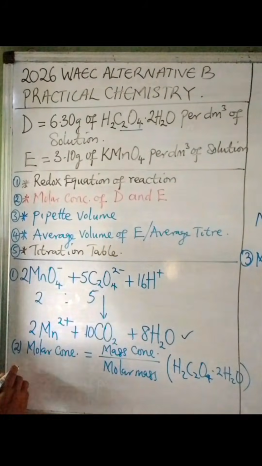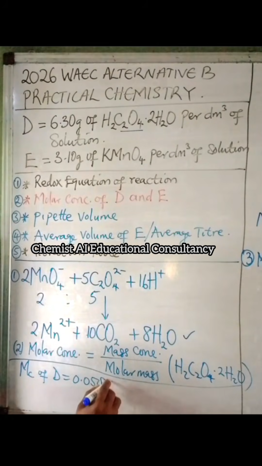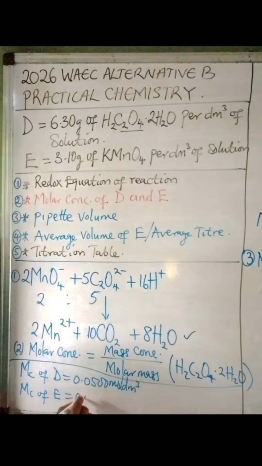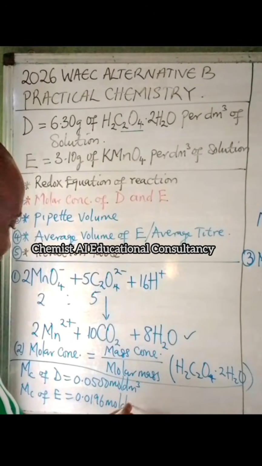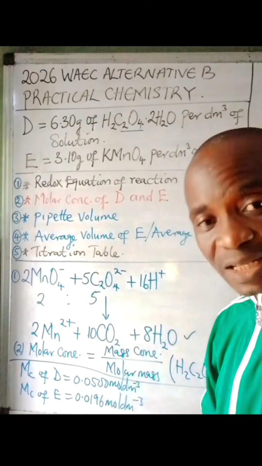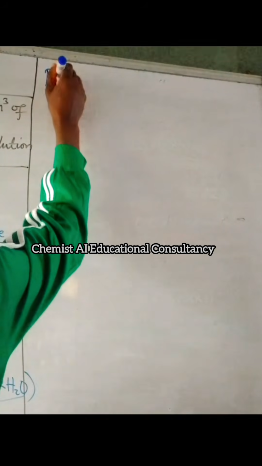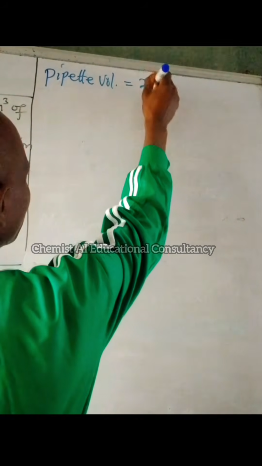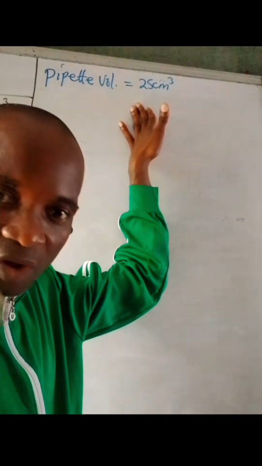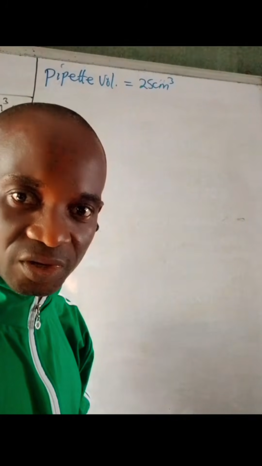So note that molar concentration of D is 0.0500 mole per dm³, and molar concentration of E is 0.0196 mole per dm³. So we move straight to average titer, noting that the pipette volume may be 20 cm³ or 25 cm³. Bearing in mind that pipette volume in your school is 25 cm³. Please, if the pipette volume in your school is 20 cm³, continue with 20 cm³. Don't use 25, but I'm using 25 for the purpose of this class.